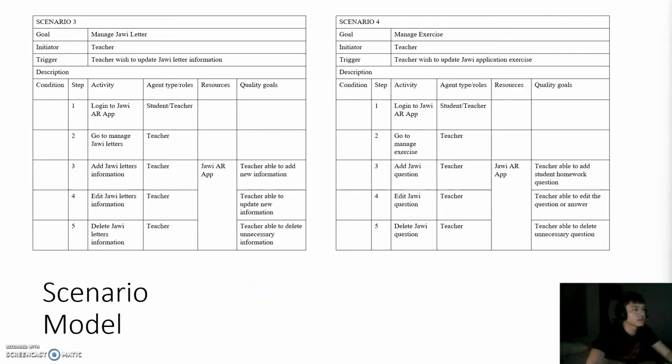And the fourth scenario goal is to manage exercise. Initiator, teacher. Trigger, teacher wish to update Jawi application exercise. First step, log into Jawi AR app. Second step, go to manage exercise. Third step, add Jawi question. Fourth step, edit Jawi question. Fifth step, delete Jawi question.